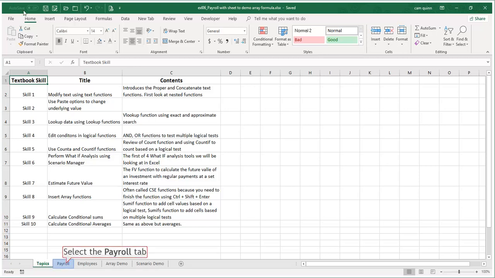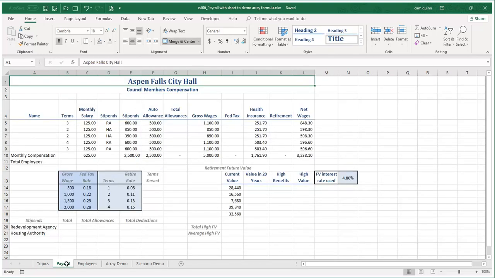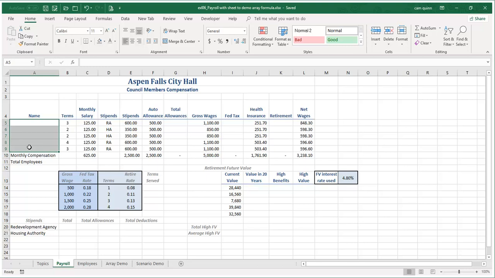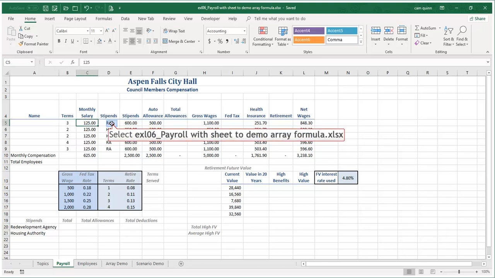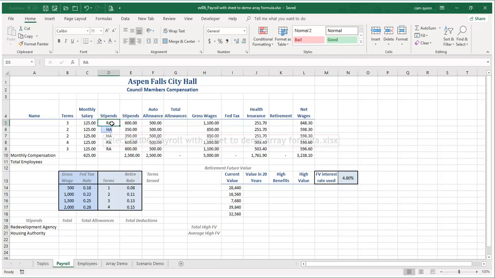Okay, so let's just take a look at the spreadsheets first. So we have a worksheet here called payroll. What we're going to be calculating here is the payroll for city residents. We're going to be using some text functions to fill in the names here and here. We're going to be calculating total allowances, so you can see this is the term that the person has been a member of City Council. This is their monthly salary. This is their stipends, so if they're a member of the RA redevelopment agency, they're going to be getting certain stipends. If they're a part of the housing authority, they get a different stipend.